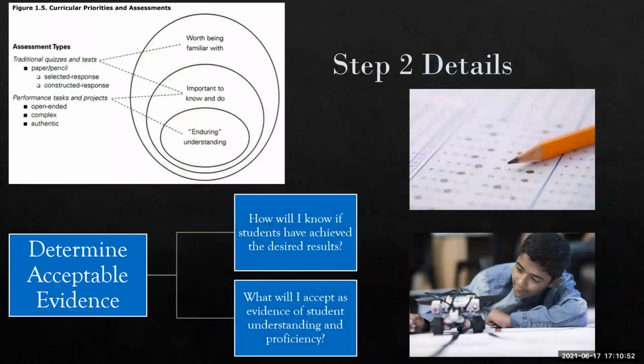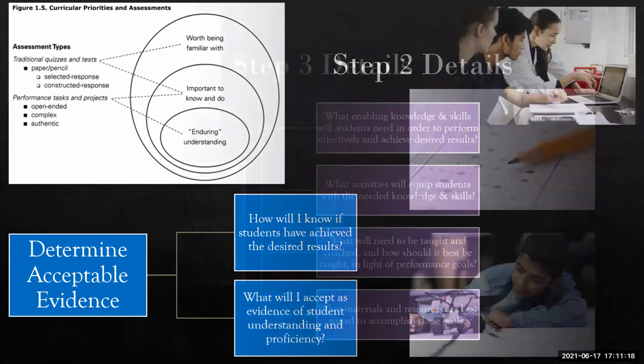In step two, instructors determine acceptable evidence. This step focuses on assessment. The type of assessment and its properties will depend on what category of desired result, as defined in step one, is being assessed. Traditional multiple choice assessments will be more appropriate for more superficial knowledge, but more involved assessments, such as portfolios or performance tasks, will be necessary to assess deeper learning.